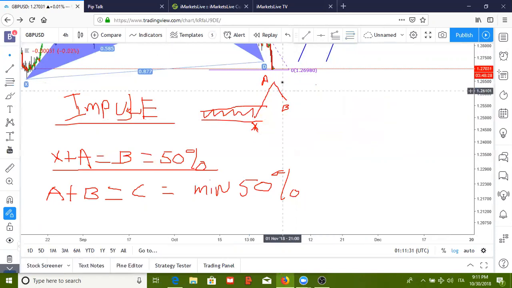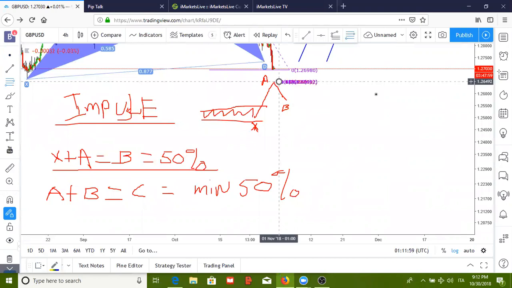So now the next step is I want to identify what my C leg is. I come down here, look at my notes. A plus B equals C. So what does that mean? That means I'm going to take my fib from A all the way down to B.